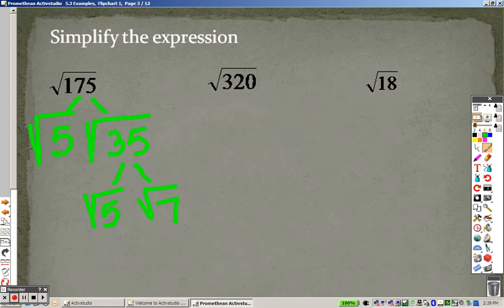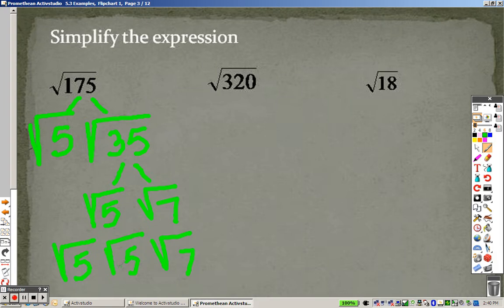Can I take 5 any farther? No. Can I take 7 any farther? No. And here's the reason why. You want to know why I can't take these any farther? Because they're prime numbers. When you get down to a prime number, you can't take it any farther. That's all it can be. So this is what we have: square root of 5, square root of 5, square root of 7.